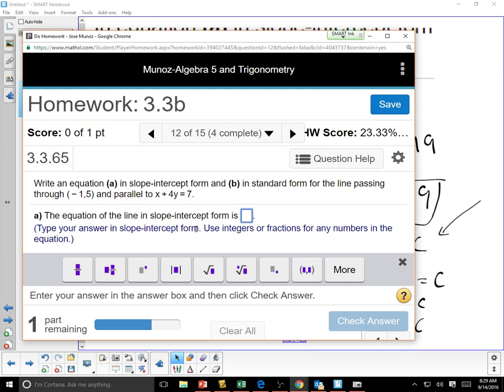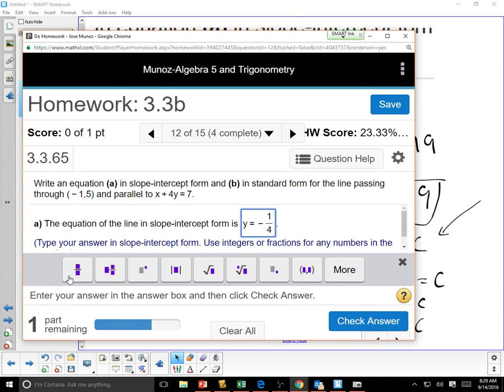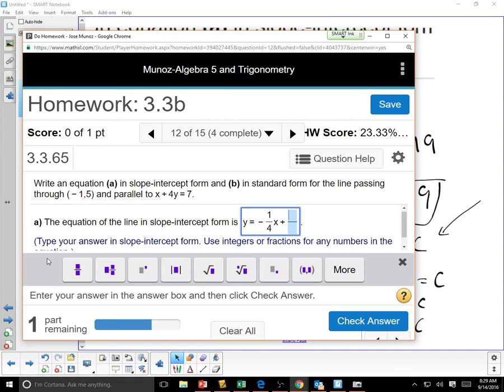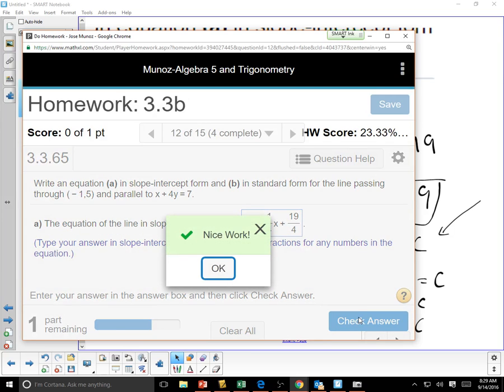So slope-intercept form. That is y equals, what was it? Negative 1/4? So negative 1 over 4 x plus, what did we say, 19? 19 over 4. Do you want to see it? I do, actually. Because this is why I kept getting this problem wrong. Every answer I put is wrong.